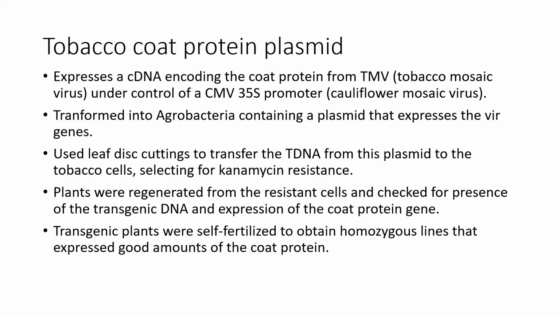All right, so this plasmid expresses the cDNA that encodes the coat protein from TMV under the control of a 35S promoter, the cauliflower mosaic promoter, which we've seen before many times. It was transformed into agrobacterium, and they used leaf disc cuttings traditionally to transfer the tDNA from this plasmid to the tobacco cells, selecting for kanamycin resistance.